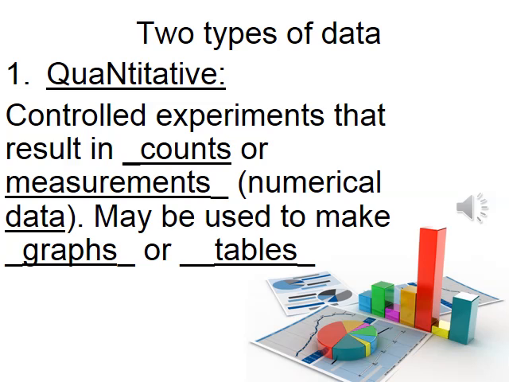There are 2 types of data. Quantitative, it has an N in it. N means numbers. So this is a controlled experiment that results in counting or measurements, numerical data. So quantitative may be used to make graphs or tables. Remember, you always have to have a chart, a table, before you have a graph.